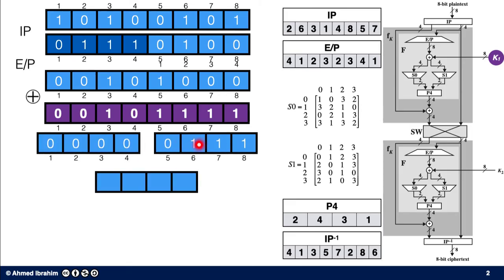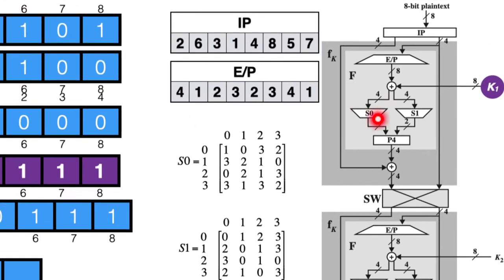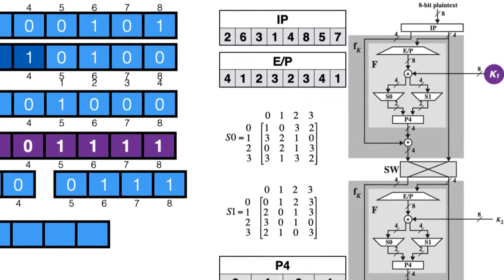And I already divided it into two 4-bit pieces because we take the left 4 bits and enter them into something called SBox0, which is this over here. And the right 4 bits are entered into SBox1, which is this box over here.